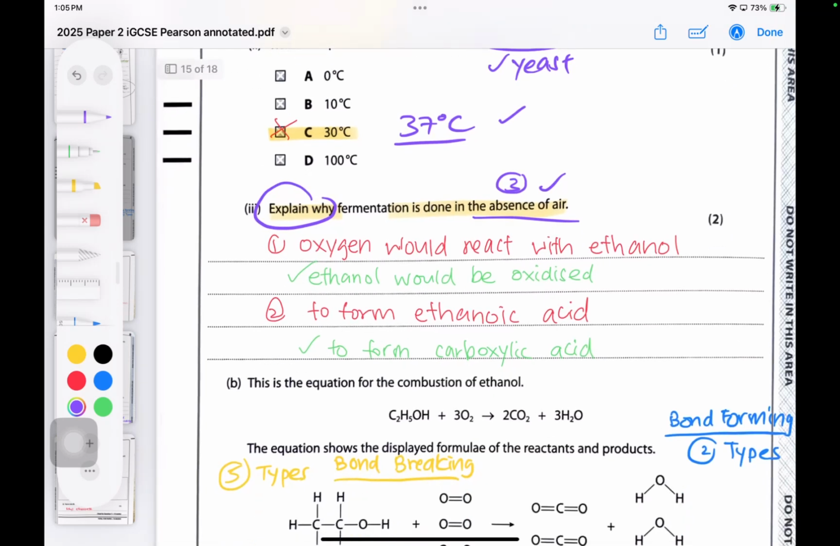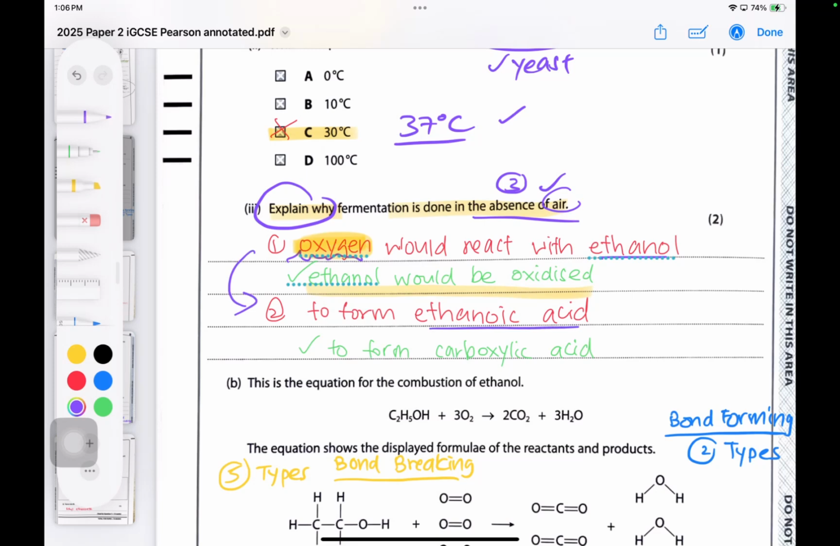First thing is that if there is air, then the ethanol would be able to react with oxygen. So take note, oxygen is the gas in the atmosphere that we do not want ethanol to react with. Another way to put it is ethanol would be oxidized. The idea of oxidized is basically reaction with oxygen. And what would it form? It will form ethanoic acid.